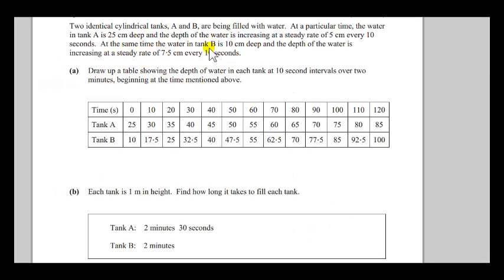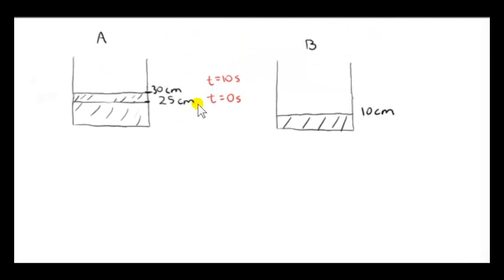At the same time, the water in tank B is 10 centimeters deep, and the depth of the water is increasing at a steady rate of 7.5 centimeters every 10 seconds. So we're referring to the initial time, of course, t equals 0 seconds. But now the steady rate is different.